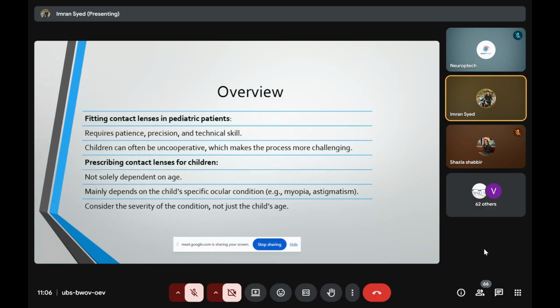Before prescribing any contact lenses to children, the factors you have to consider is that it should depend on the specific ocular condition rather than age. The age can be anything. It can be in months or in the early years of life. But if the kid needs contact lenses for their visual development, then you have to guide them and give an option of contact lenses as a management.